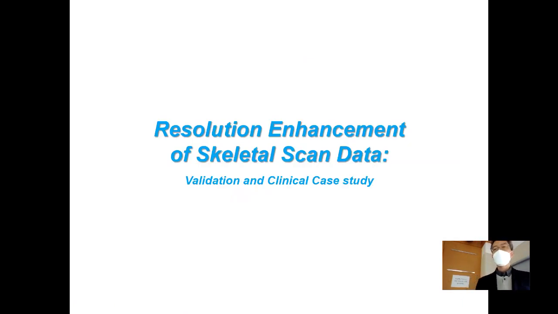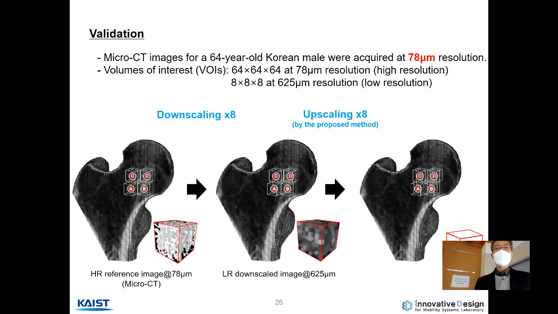Then we need to validate the proposed method. For this purpose, we acquired micro-CT images for 64-year-old Korean males. In these cases, the resolution is 78 micrometers. After acquiring this microstructure, we intentionally downscaled it 8 times. Then this can be used as the low resolution input values.